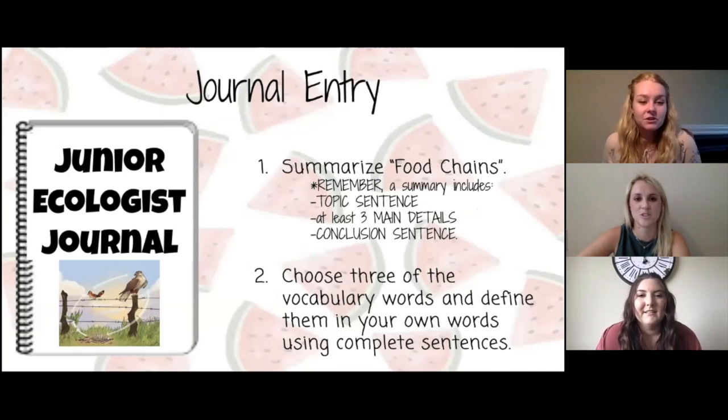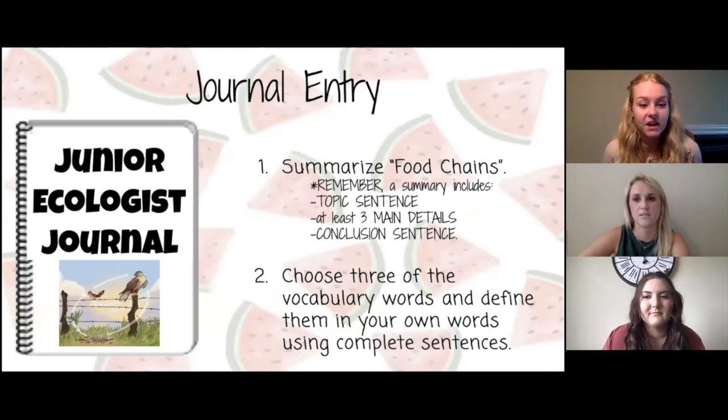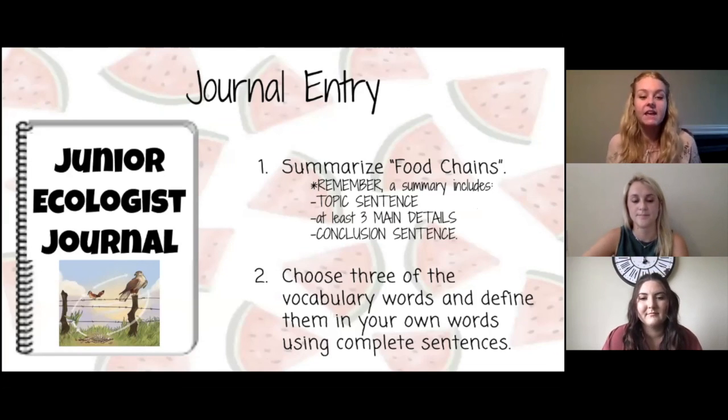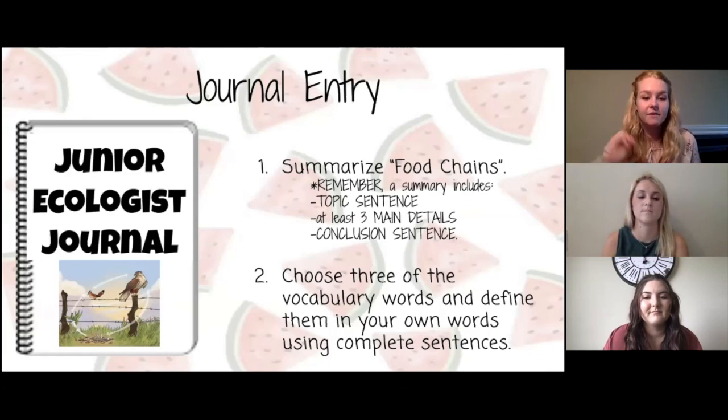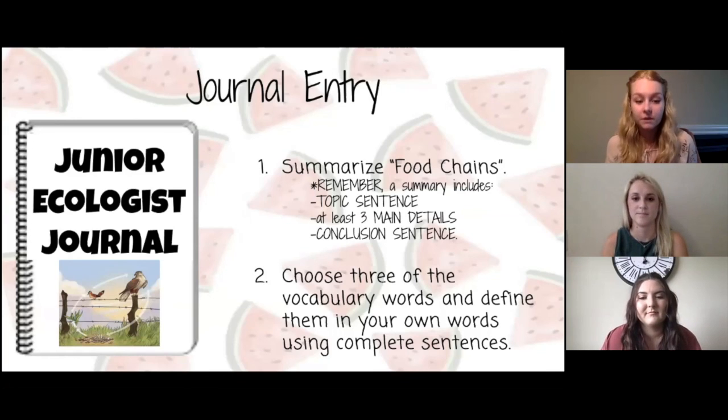For your journal entry, the first thing you're going to do is summarize the chapter Food Chains. Remember that a summary includes a topic sentence, at least 3 main details, and then a conclusion sentence. And after you're done with your summary, you're going to choose 3 of the vocabulary words and define them in your own words using complete sentences.